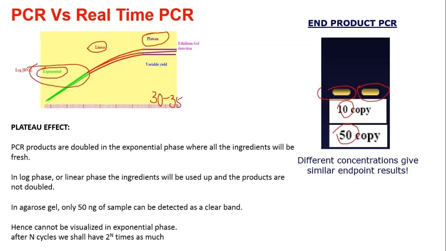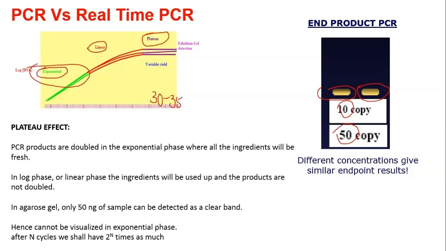Here you cannot say whether it was initially 10 copies or it was initially 50 copies of the virus present in the blood sample. Because after all the 35 cycles, when you run on the gel, you will still see them as two bands, two blotches. So it is difficult to tell the viral load present in the patient. You can only say the virus is present or not using endpoint PCR.